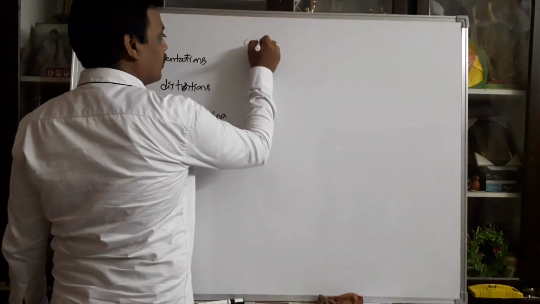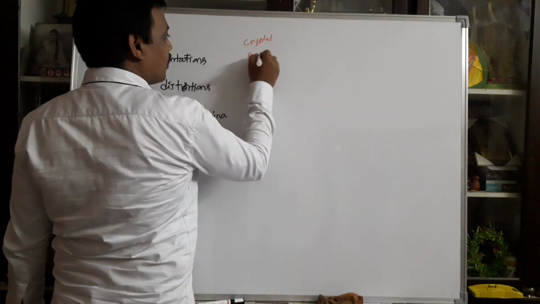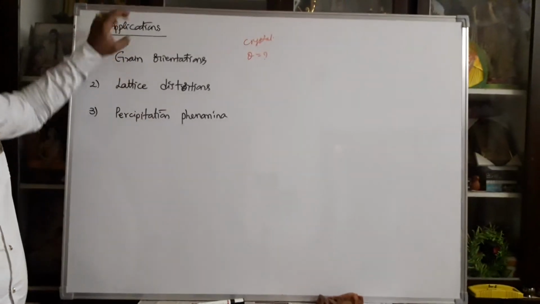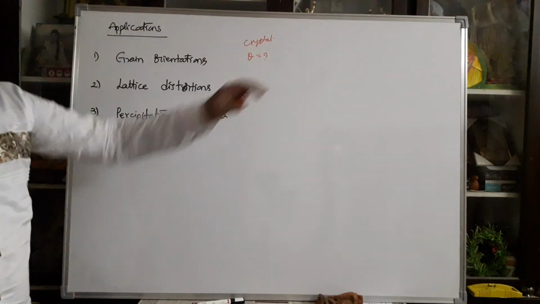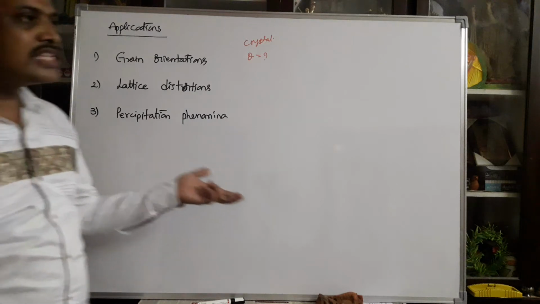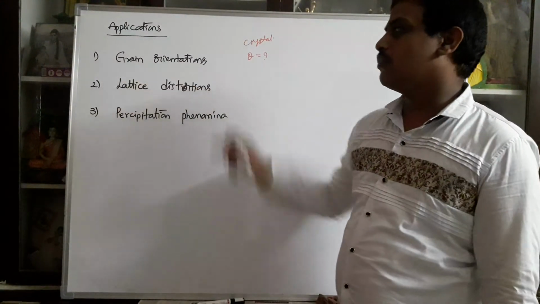What is grain orientation? Suppose you take the crystal, at what angle it is oriented, that orientation is explained by the Laue pattern. So theta can be calculated. According to the horizontal and vertical, at what angle the crystal is placed, that glancing angle must be explained by using the grain orientation.